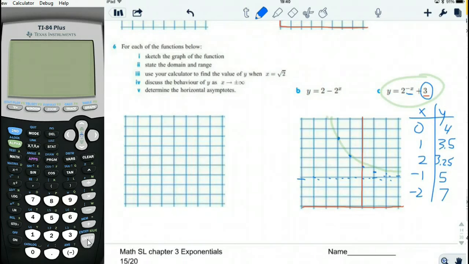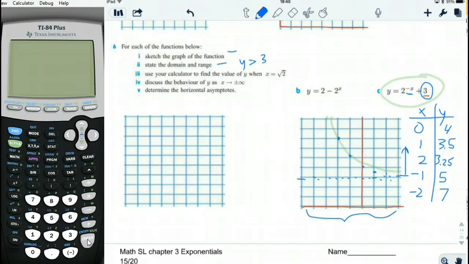Okay, and that's sketching the graph. State the domain and the range. Well, the domain is any number, right? Because any x can be the domain. The range would be any number above 3, so y is greater than 3, sorry. The asymptote would be y equals 3.